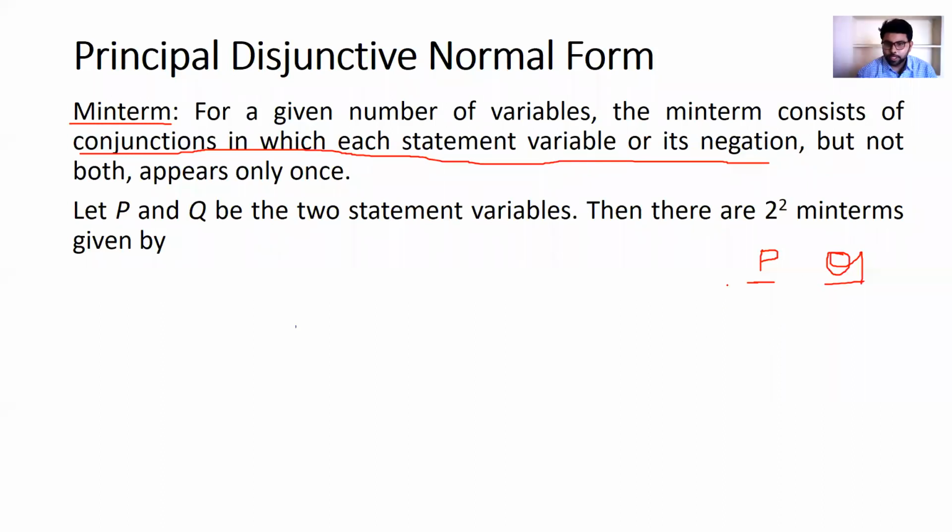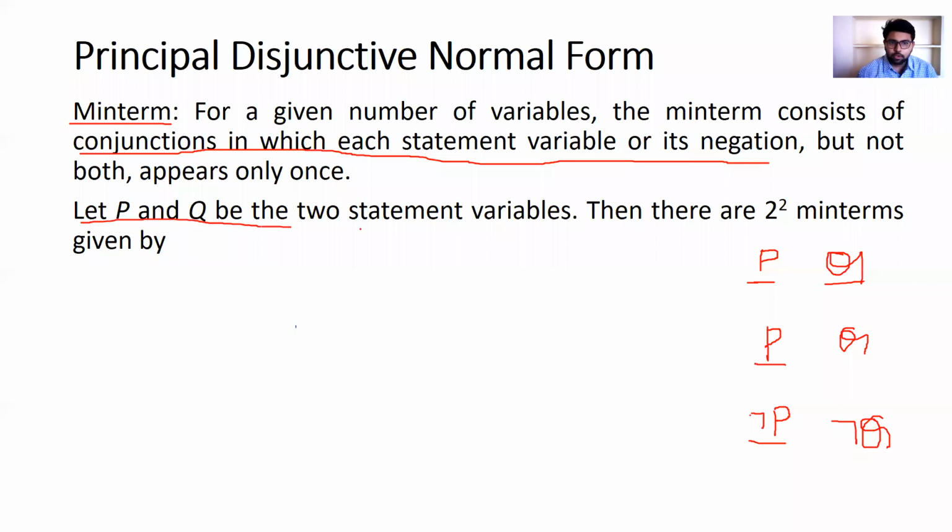Okay, these are the two variables. These two variables appear either in the direct form or in the negation form. Each variable will appear only once, either in the direct form or in the negation form. The same will be applied here. Okay, let's take an example.